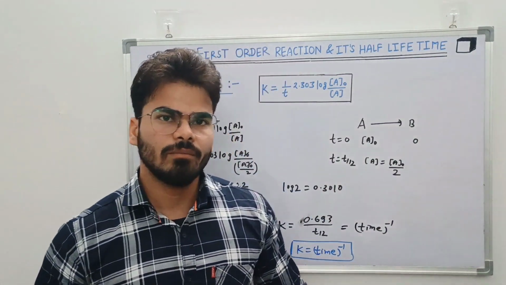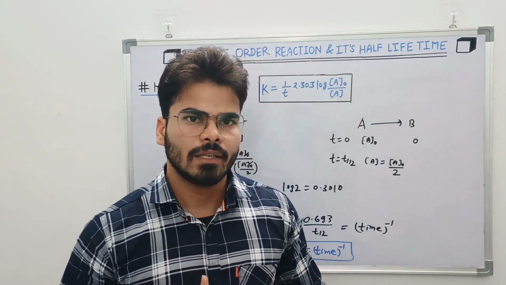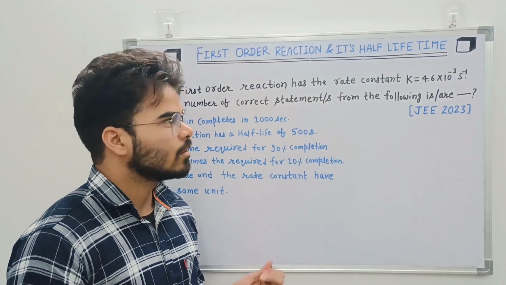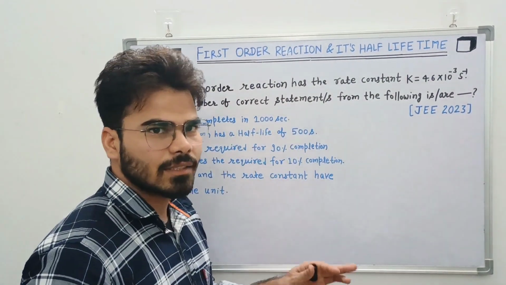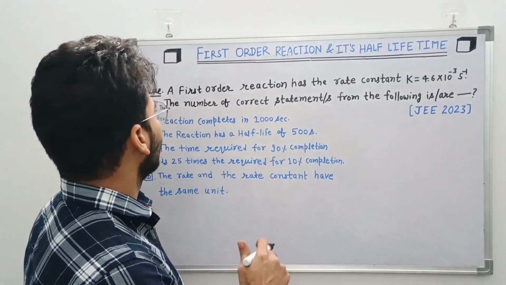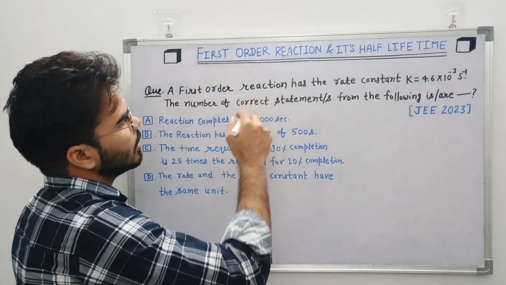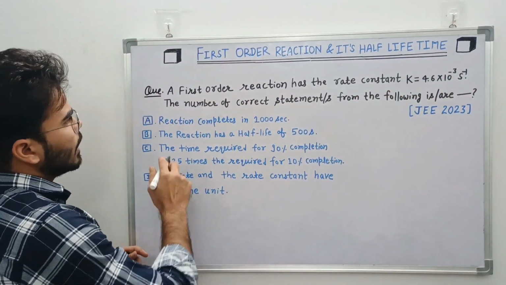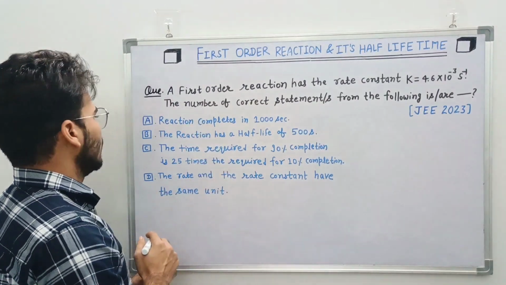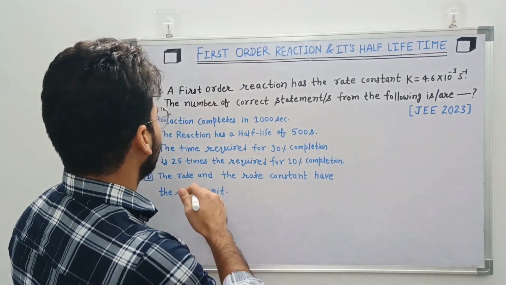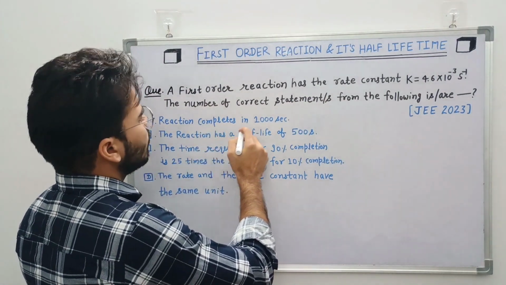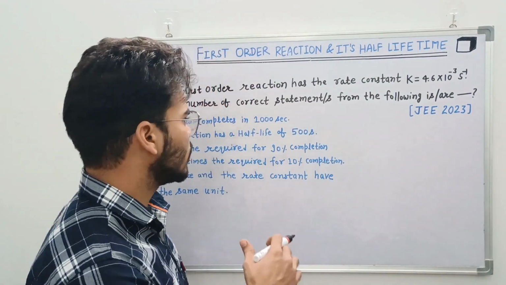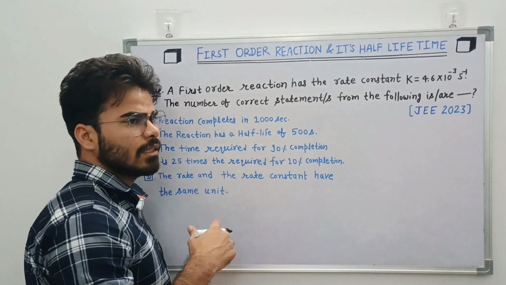So now we will discuss a previous year JEE question that is based on the concept we have learned till now. This question was recently asked in JEE 2023. The question says that there is a first order reaction and we have been given the rate constant value. We have to check the correct statement out of these 4 statements. Let's solve this question. Option A says that the reaction completes in 1000 seconds, but we have already learned that a first order reaction never completes. We can also prove this.